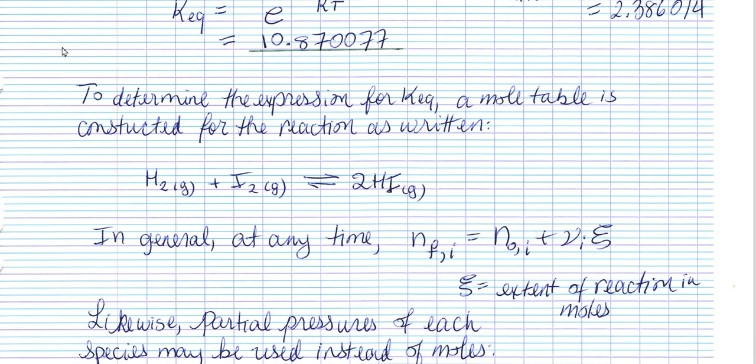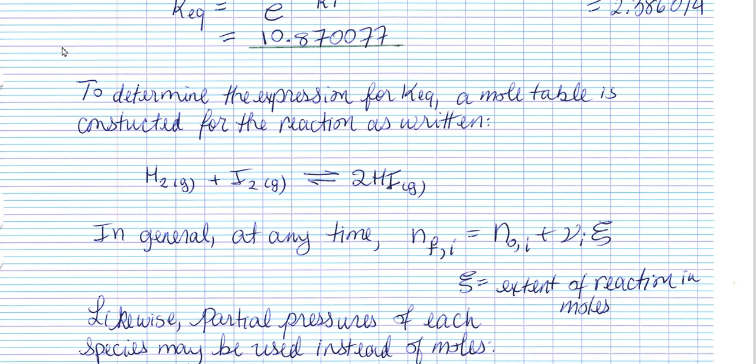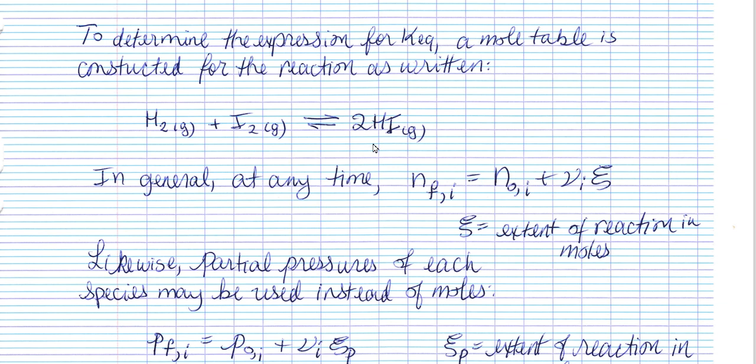Now, to determine the expression for KEQ, a mole table is constructed for the reaction as written. So I'm rewriting the reaction here, reaction as written. In general, at any time, the final moles of species i is equal to the initial moles of species i plus nu sub i times the extent of reaction. Again, the nu sub i's are the stoichiometric coefficients of the species as per the reaction as written.